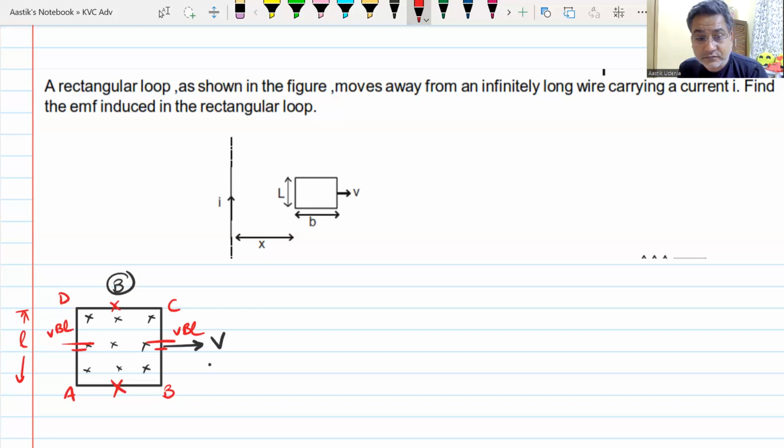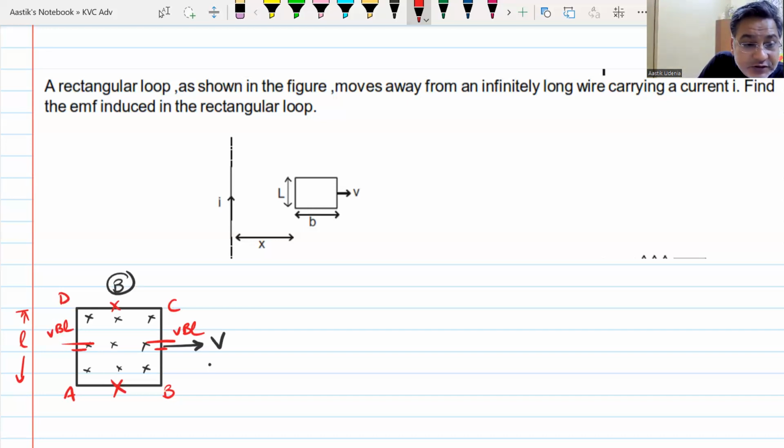B is uniform, sir, in this question. In the question that I have done, B is uniform, but in the question which I have given, B is not uniform. B is not uniform because it is produced by an infinite wire. Do we understand this? Yes. B is produced by an infinite wire, and that is why it is not uniform.